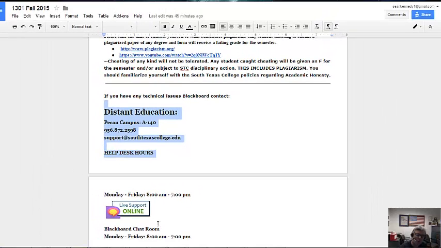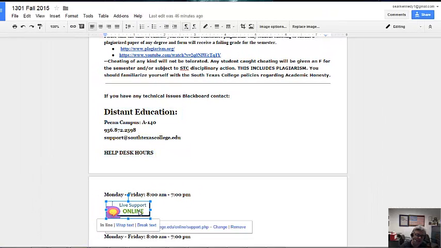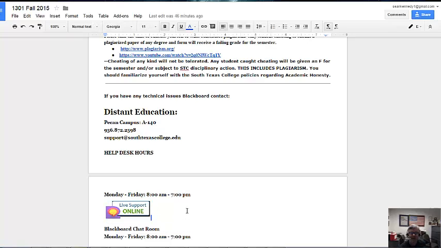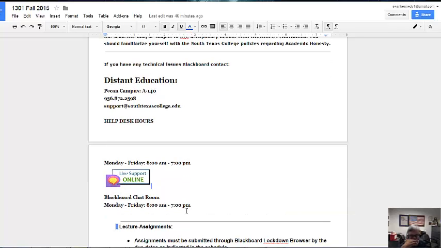Email them, or this is quite handy, you could work using live support. This is hyperlinked. It'll take you to where the chat room is available for support. Any technical problems, email them. They will help you, or chat with them, or call them, or go and visit them if you're on campus.